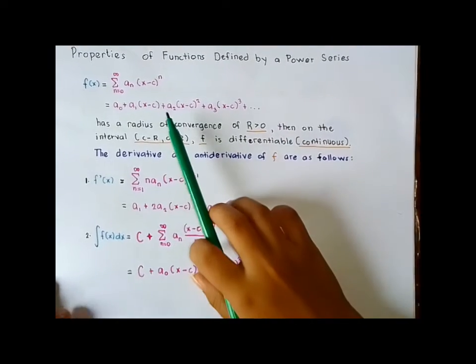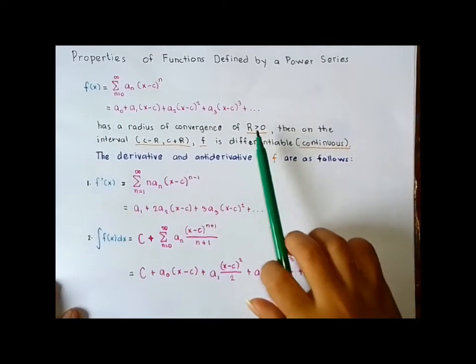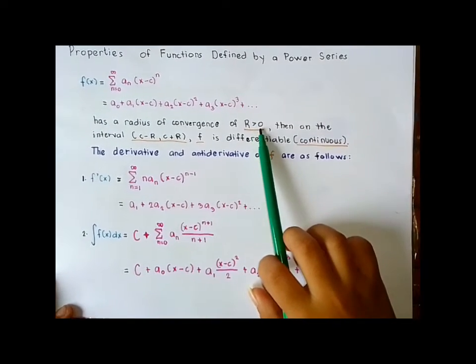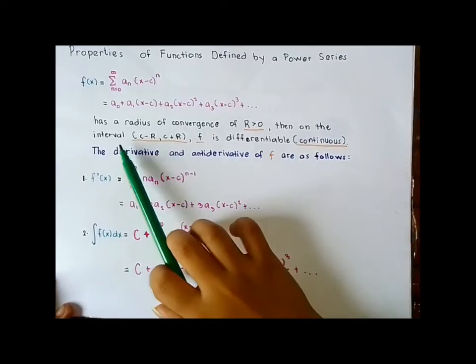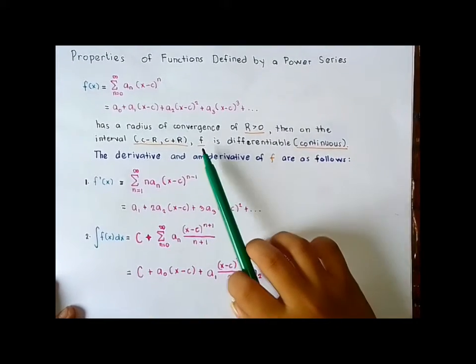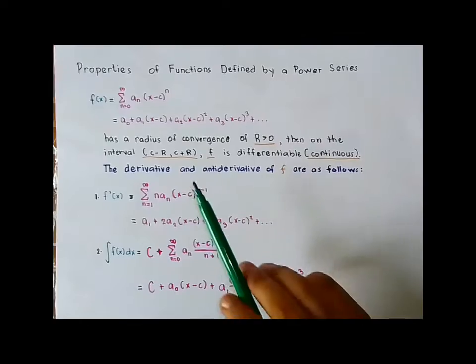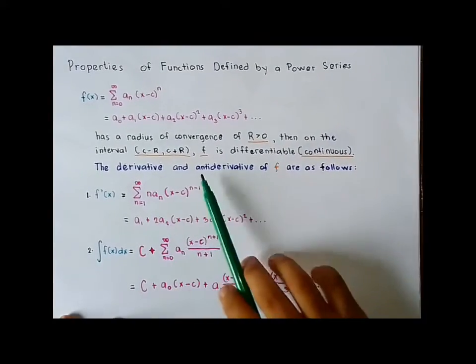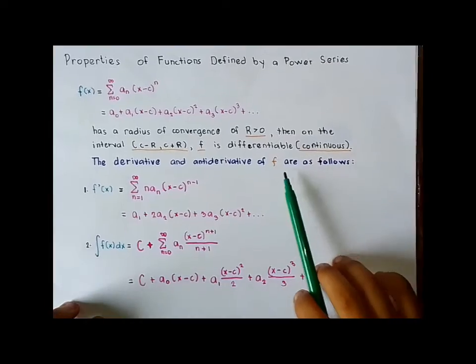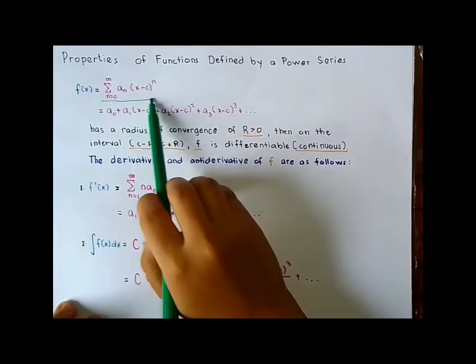Then, this power series has a radius of convergence of r that is greater than 0. Then, on the interval c minus r and c plus r, f is differentiable and continuous. Here the derivative and antiderivative of f are as follows. Then remember our power series here.